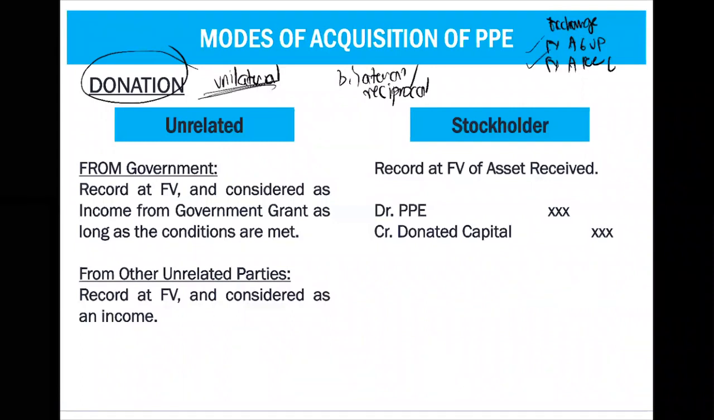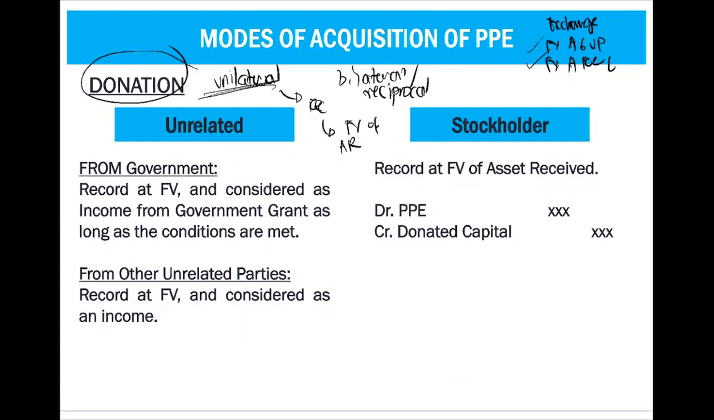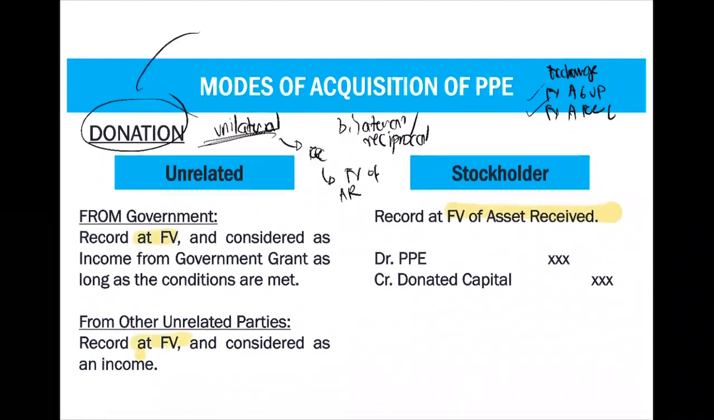This one is unilateral. Since it is unilateral, what we only know is what we receive. Therefore, ang natitira na lang dun sa GRG natin is the fair value of asset received. So under fair value of asset received, we should measure our property using that fair value of asset received. So whether it is related or unrelated, fair value of asset received. Fair value, fair value. So donation, ang general rule, should be measured at fair value. Donation should be measured at fair value. So fair value of asset received.